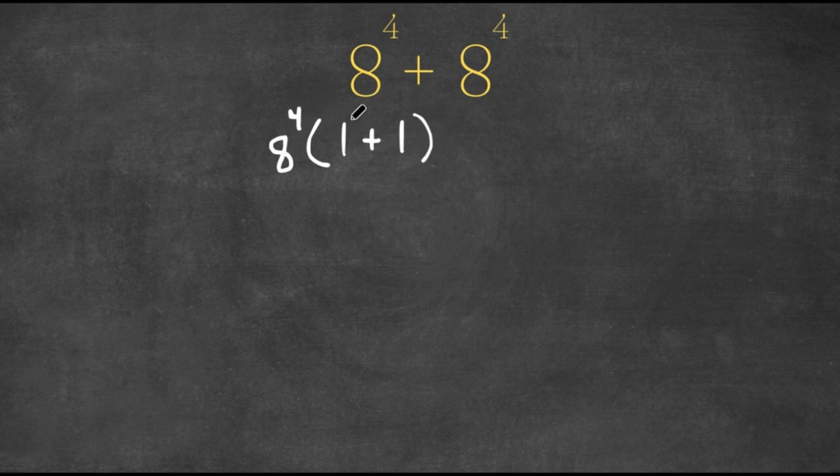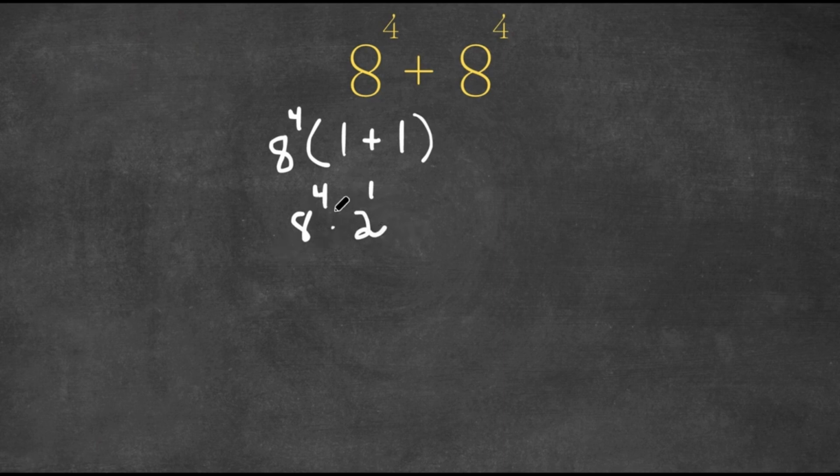So now we get 8 to the power of 4 times 1 plus 1. Now 1 plus 1 is simply 2, so I'm going to replace 1 plus 1 with 2. So now we get 8 to the power of 4 times 2. Now, if we want to multiply two exponents, the bases of the exponents actually have to be the same. So this is 2 to the power of 1, and this is 8 to the power of 4. And the bases of these two are different, as you can see. The base of this is 8, and the base of this is 2.